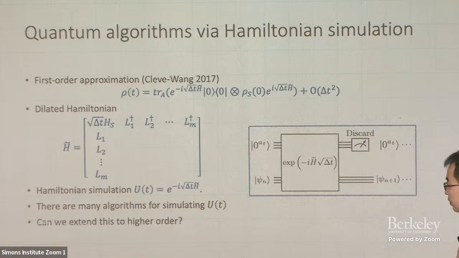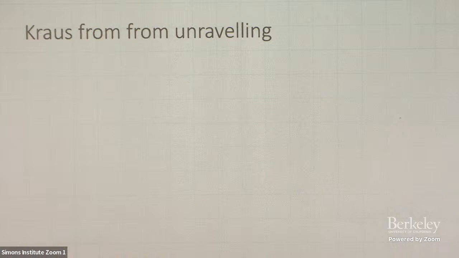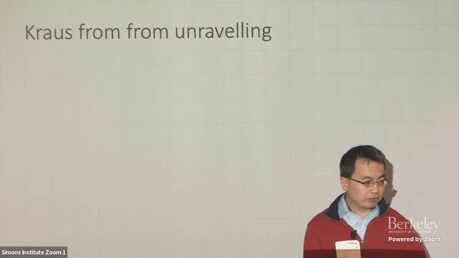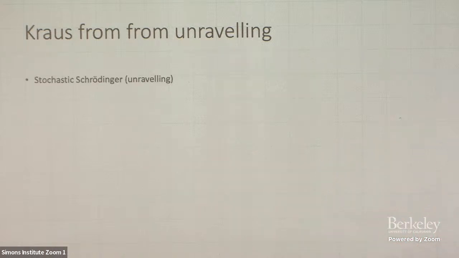Last spring, we figured out how to push this to second order, and in the summer, we made it work for any arbitrary order. This is what I'm going to tell you about in the next few slides. The first thing we need to construct our algorithm is a Kraus form. We could use the same Kraus form that I just told you about, but we came up with another Kraus form approximation that we have a better handle on.